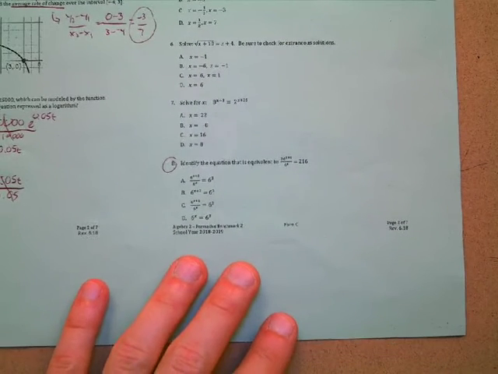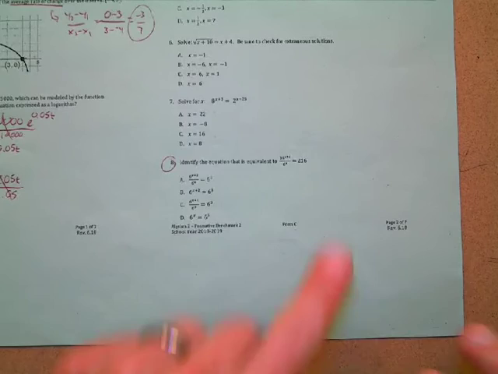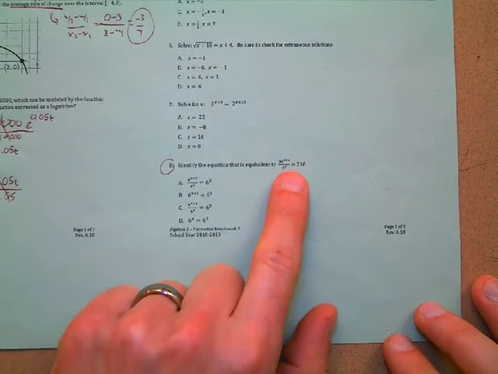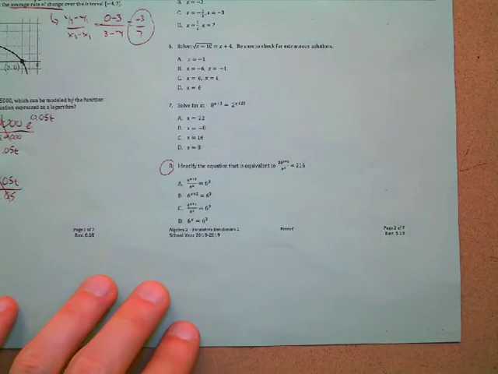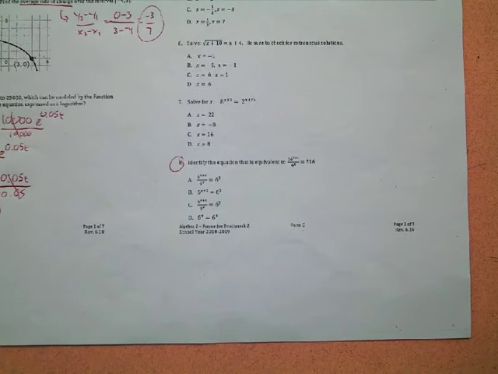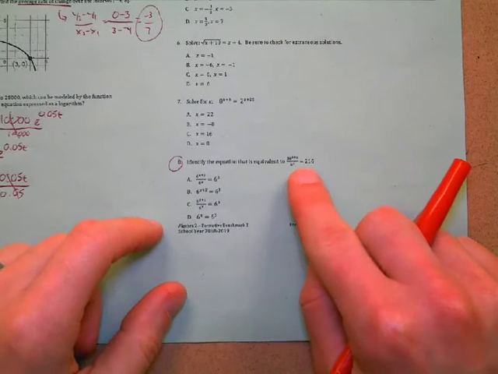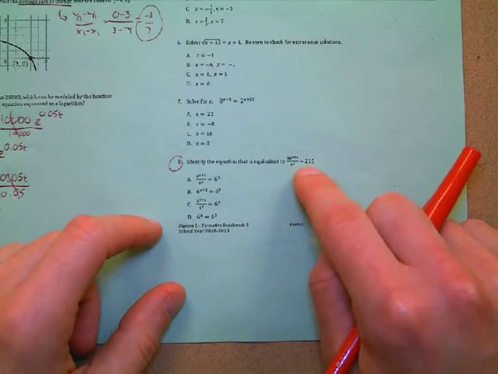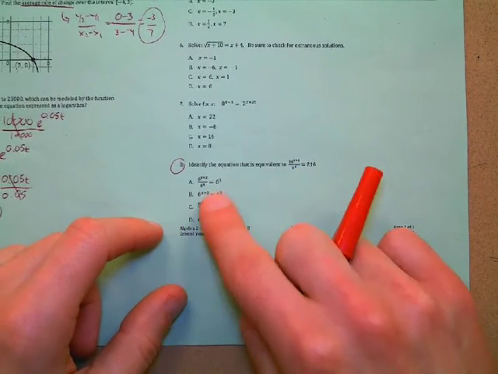Identify the equation that is equivalent to this one. Okay? So they're not very clear here about what we're supposed to do. But just take a look. Okay? Just take a look, though. What does it look like we're supposed to do with this equation to make it look like this one? What do you think we're supposed to do with our starting equation here to make it look like this one? Or these here?